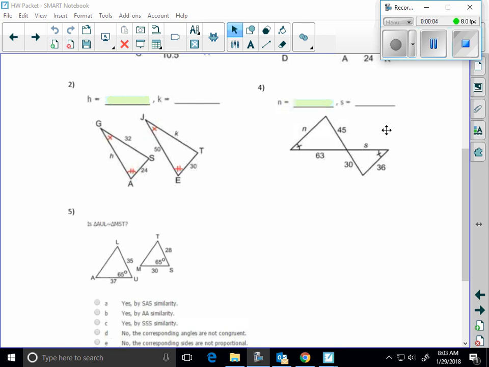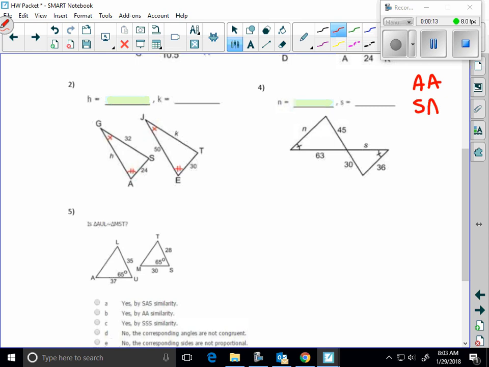Question number 4, find the value for n and s. You want to consider your 3 possible shortcuts: angle, angle, side, angle, side. Some of you are still maybe not 100% certain what each of these means, but we want to get there so that you're solid on this.